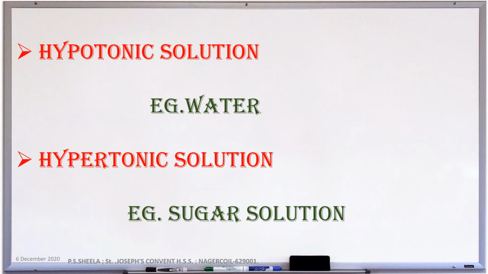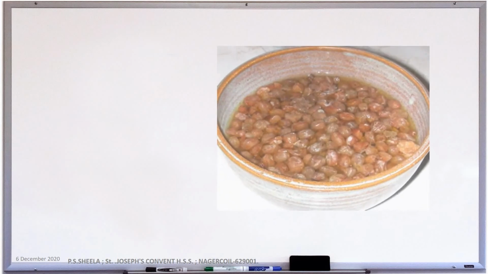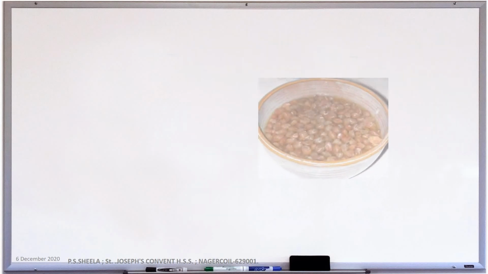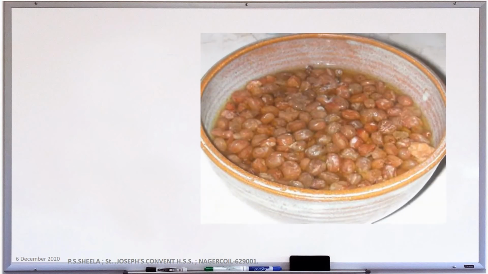Why is it called hypertonic? Because water concentration is more. Let me give you an example. We shall consider the dry raisin or any seeds. When you keep it in water for an hour, it swells. Why? When it is kept in water, turgidity is created, and as a result, it swells.